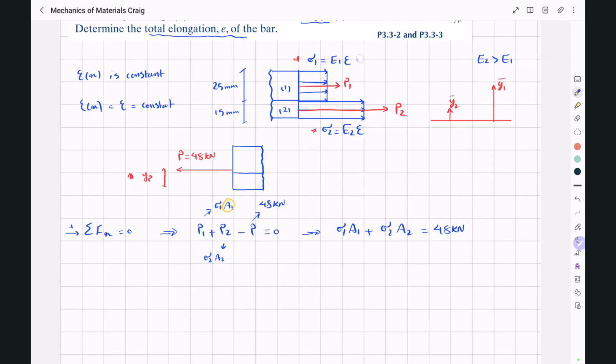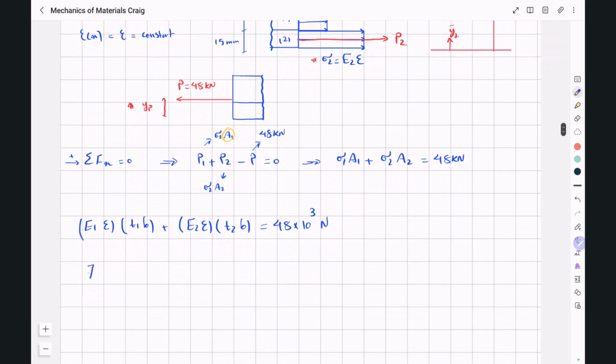Sigma 1 is E1 epsilon, A1 is T1 B, plus sigma 2, which is E2 epsilon, multiplied by A2, which is T2 B, is equal to 48 multiplied by 10 to the power of 3 Newton.